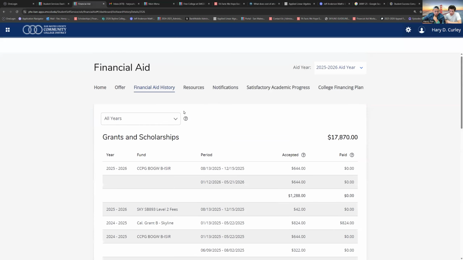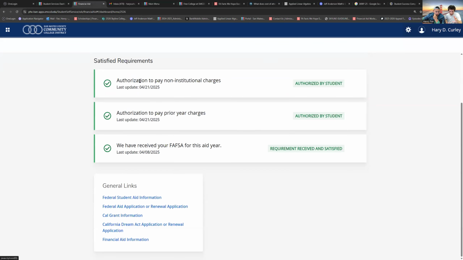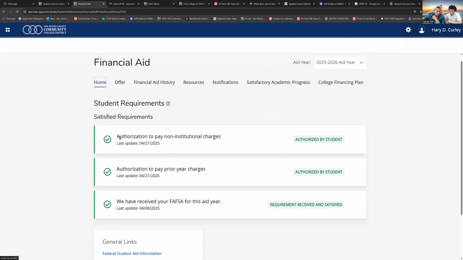Should we go over quickly the authorizations? What are these meaning? So, in the beginning of our recording, I actually mentioned these two. New financial aid students for every academic year will be asked to provide authorization to pay for non-institutional charges, aka the $22 of student body fees, representation fees, and health fees. And then also this is an authorization to use financial aid money to pay for the year's charges.